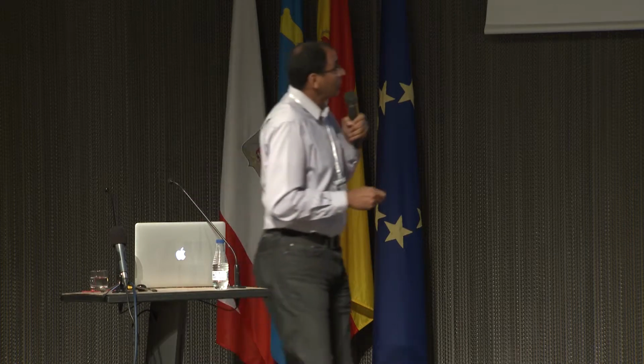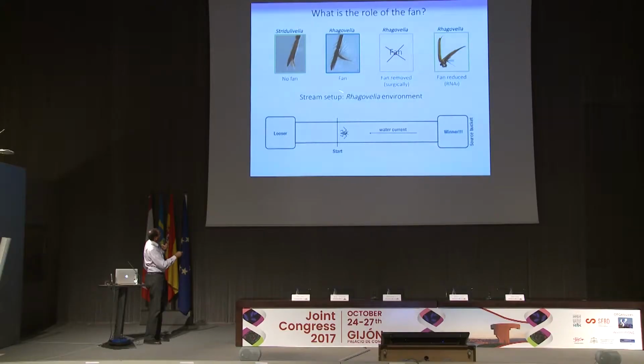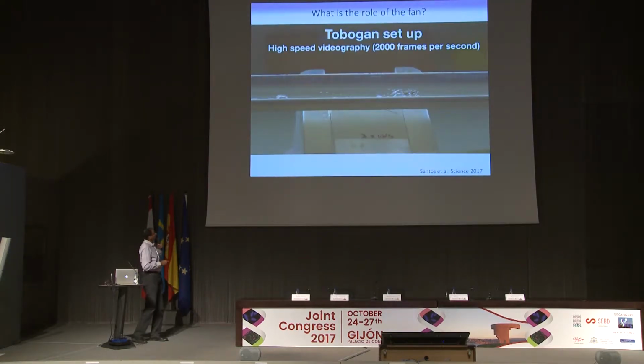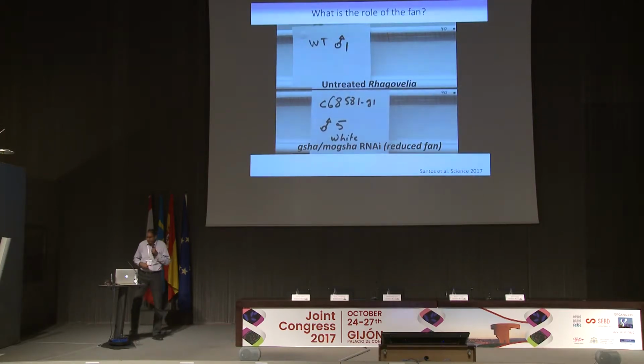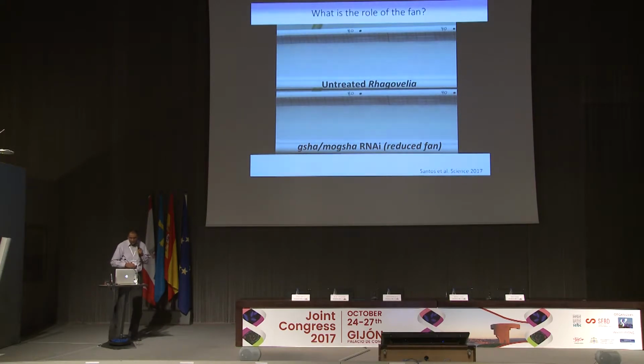Now what we did is we devised another setup, but this time in a stream environment. This is where this species will actually specialize. So you have a canal where there's a current that we can control the speed of, there's a loser bucket and a winner bucket, and we can actually count how many individuals make it here and how much time it takes them to make it there. This is how the setup looks in real life, and then the individuals will try to go against the current to the winner bucket.